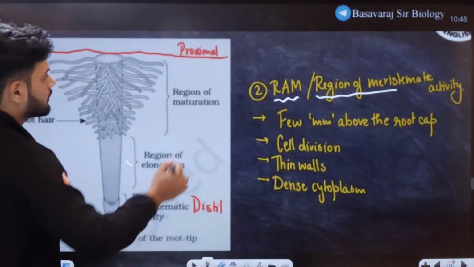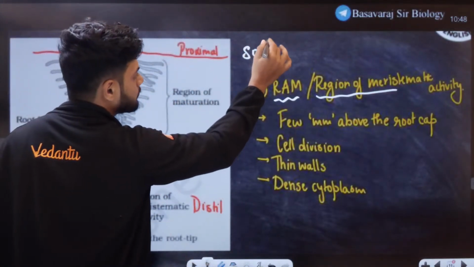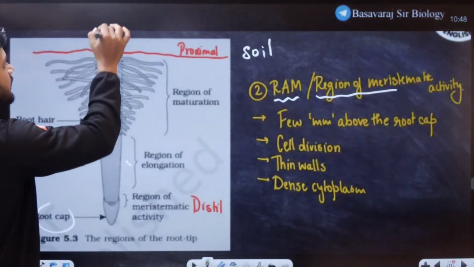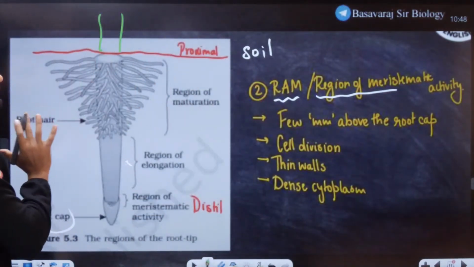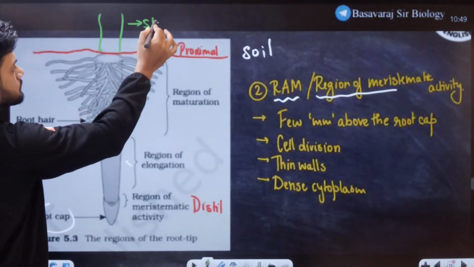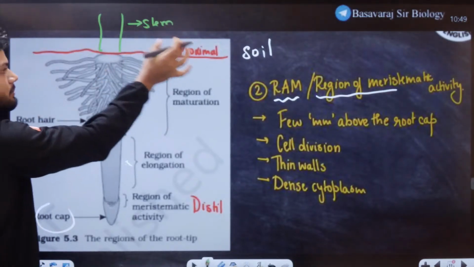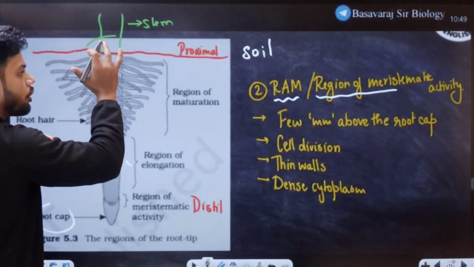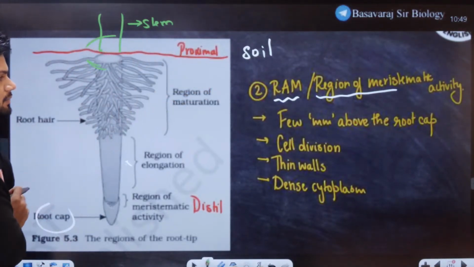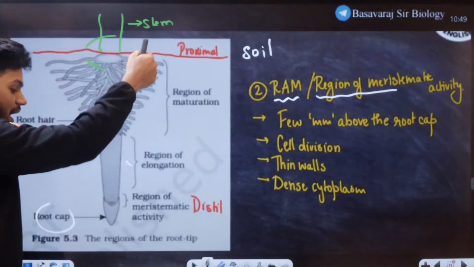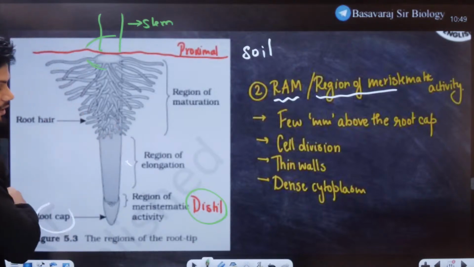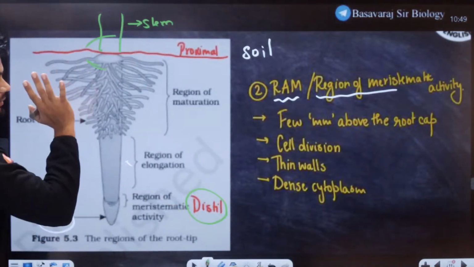For example, this is the soil here. Here I have the entire stem coming out. This is the stem. Now, with reference to the stem and the soil, the region closer to the soil is called the proximal end, and the region which is away from the soil is called the distal end. So distal, proximal.